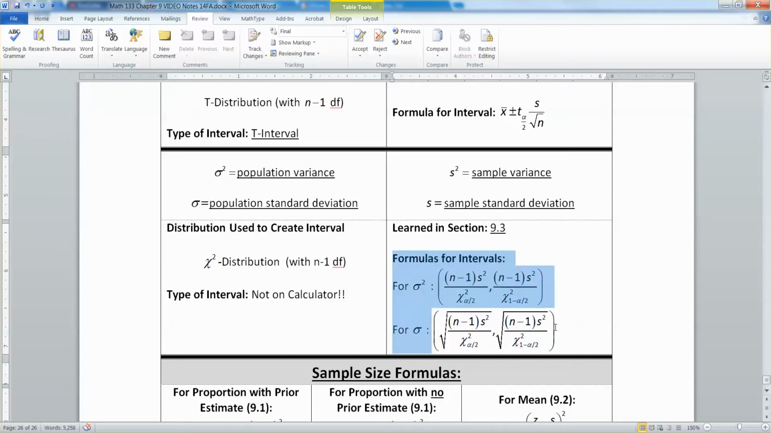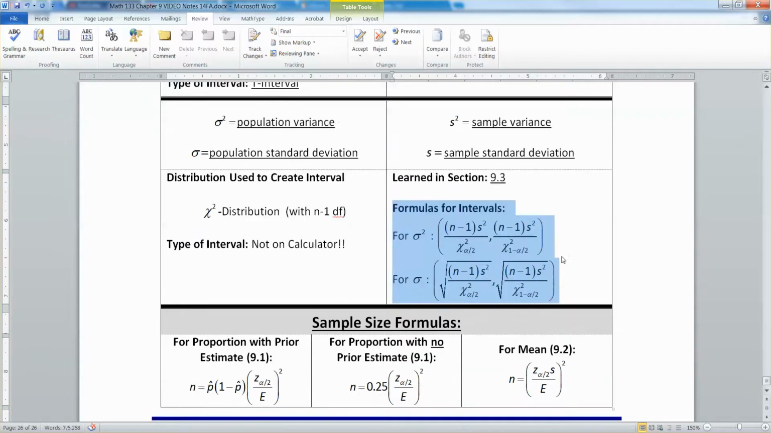Now keep in mind that there's a couple things going on here. First of all, alpha, remember, is the complement of your confidence level. Then alpha over 2 is that cut in half. And then 1 minus alpha over 2 is the complement of that. So for example, if I had 90% confidence, alpha would be 10%. Then alpha over 2 would be 5%, and 1 minus alpha over 2 would be 95%. And use that 0.05 and 0.95 in your table to find your values.